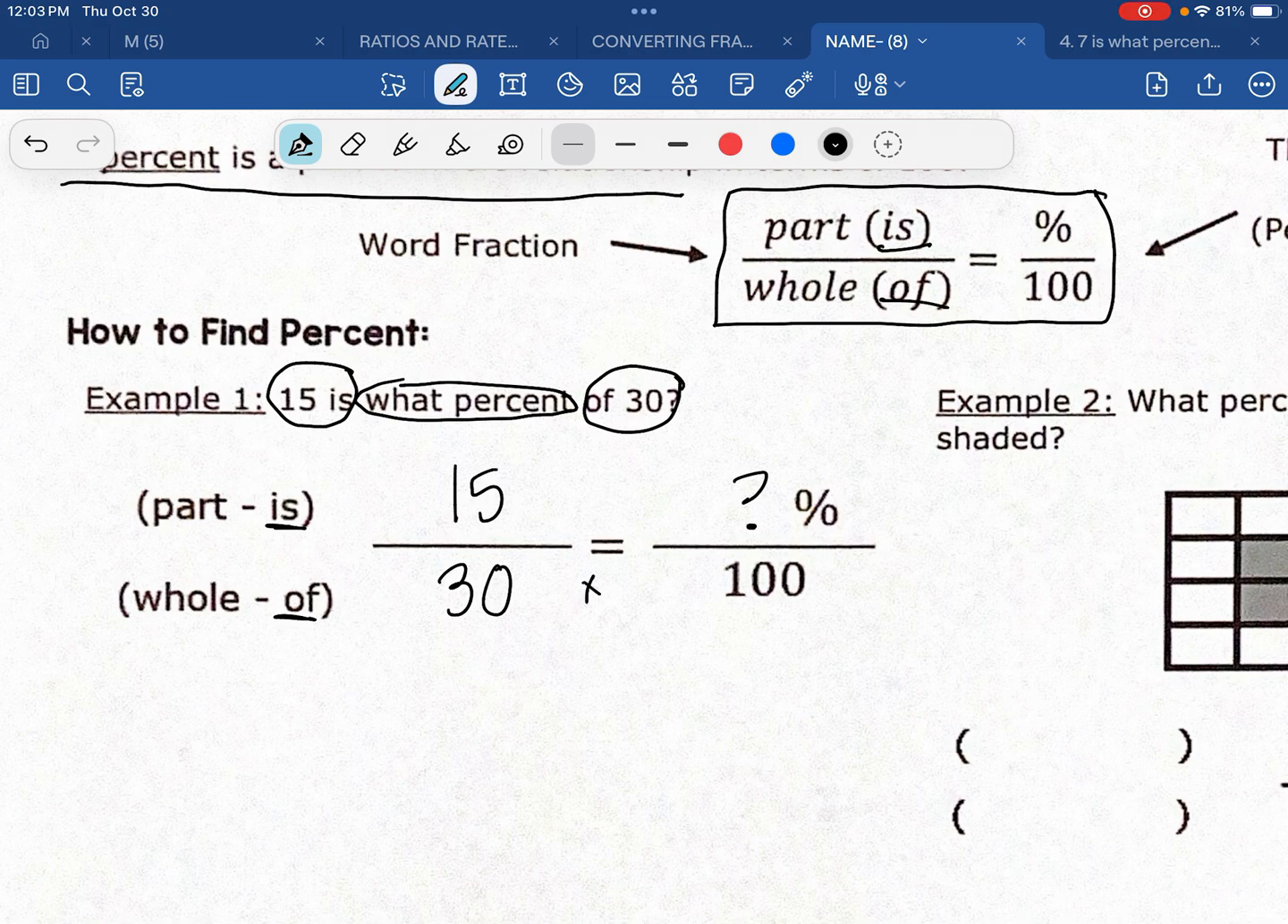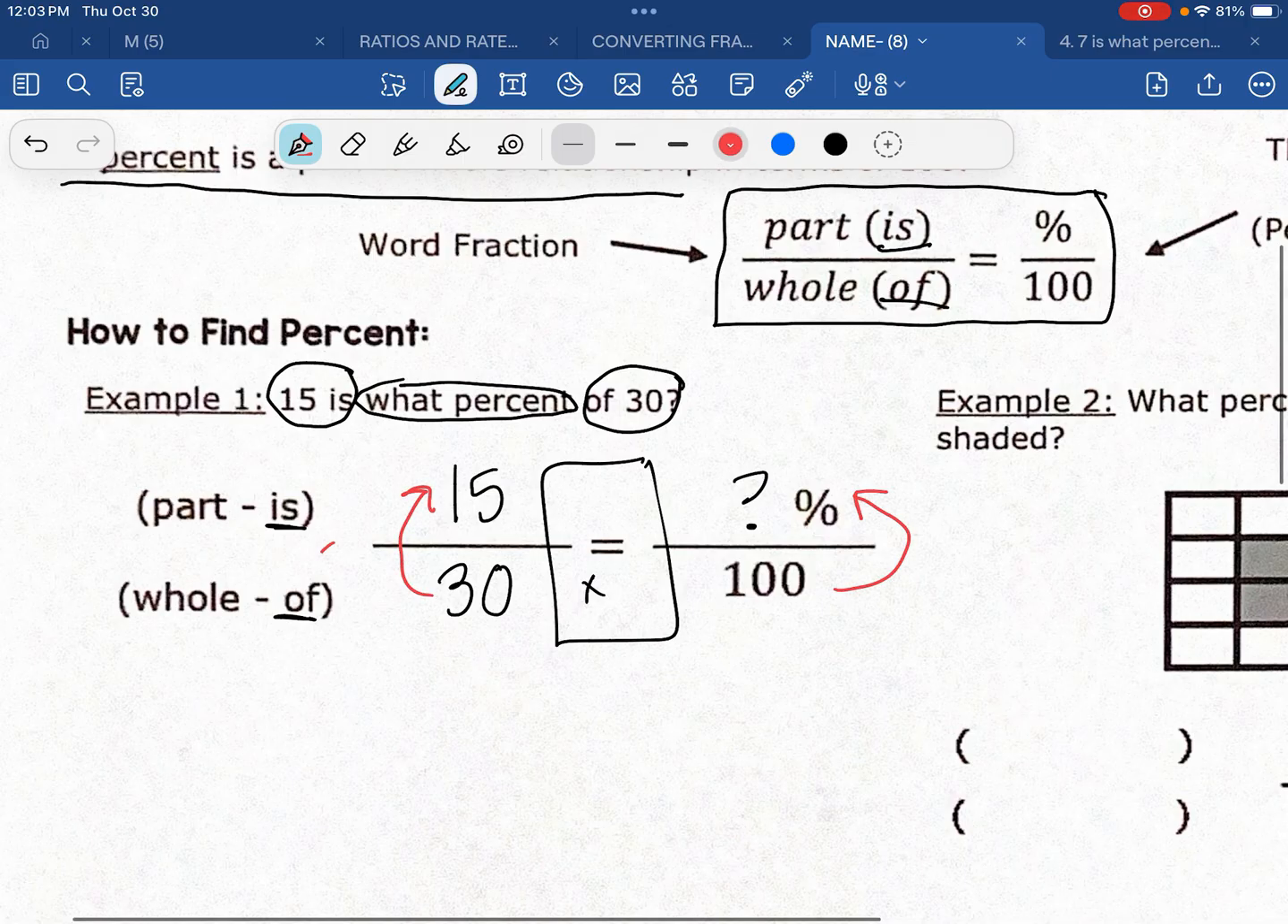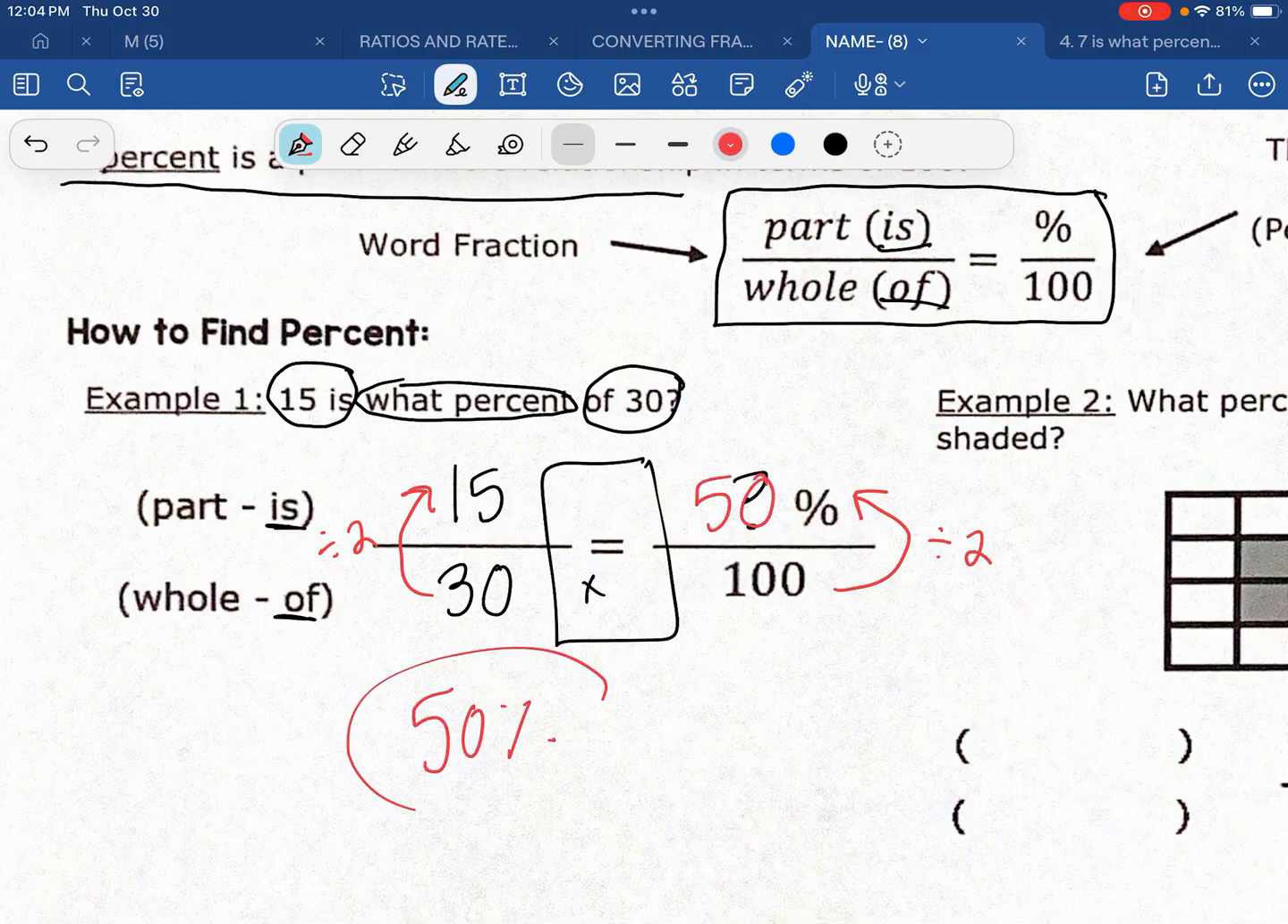Okay, 30 times nothing is going to give me 100. So I'm not going to go that way. So instead, I can look up and down. In this case, I'm looking up. To get from 30 to 15, I divide by 2. Do the same thing here, and I get 50%, which makes sense because 15 is half of 30.